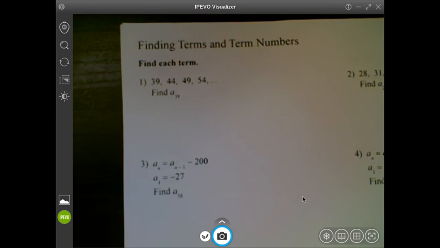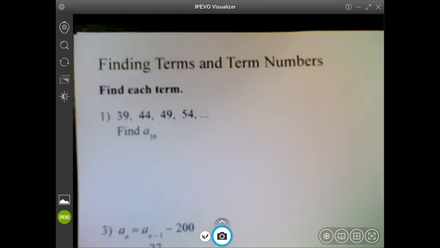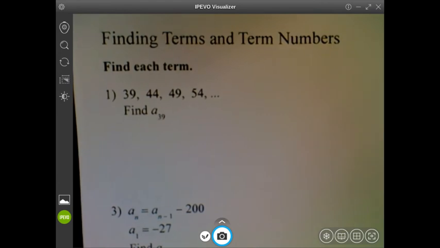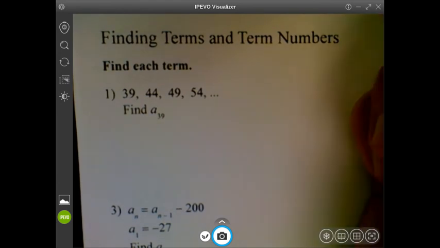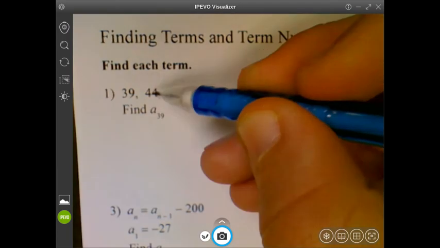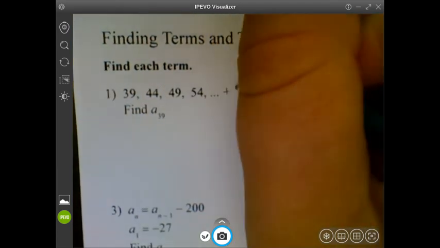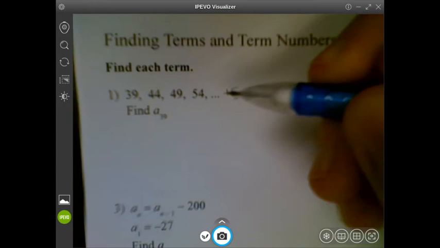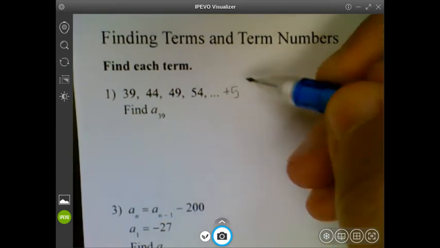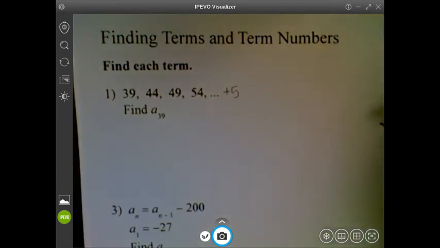All right, so the first one is we have the sequence 39, 44, 49, 54, and we are looking for a sub 39. A sub 39 means you're finding the 39th term, right? One thing you could do is recognize that this pattern adds 5 every time, and if I wanted to get to 39, I could literally just sit here and add 5 until I get to the 39th term. That is going to take a long time.